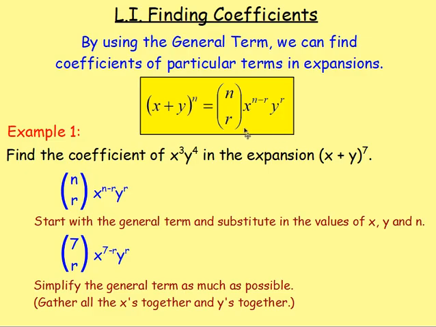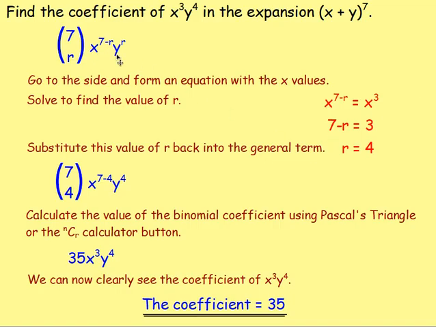What you do is you would express this general term, because this is to the power of 7, you would have 7 choose r. You would then have x to the power of n minus r. X is whatever is first in the brackets. Here it's still an x, so we've got x to the power of 7 minus r. And y is whatever is second, so here still y, so it'll be y to the power of r. We want to simplify the general term as far as possible. Well, in that case we can't, we just leave it.